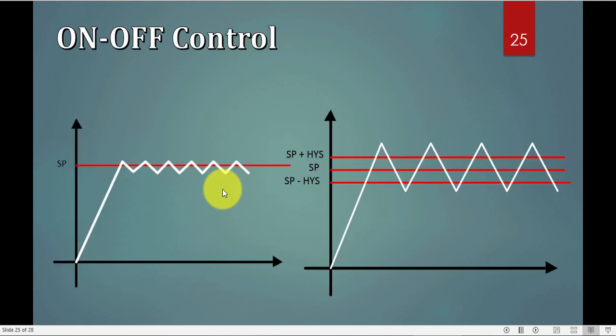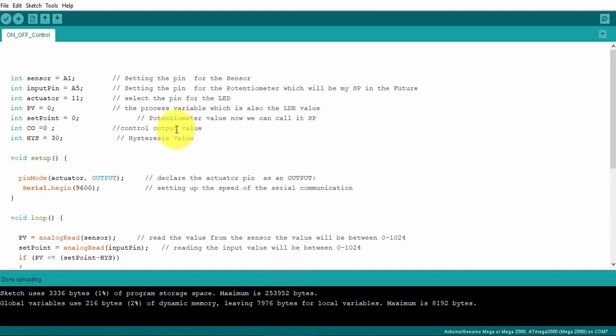And if you remember the slide from the videos before, this is to show the difference between on-off without hysteresis and on-off with hysteresis, and why do I need hysteresis. So this is just a reminder. If you want more explanation, go back to the video in Simulink. Now let's take a look at the code.